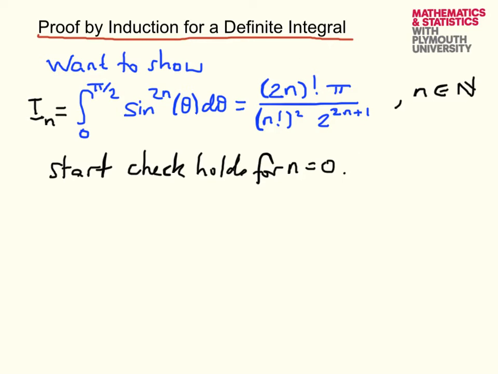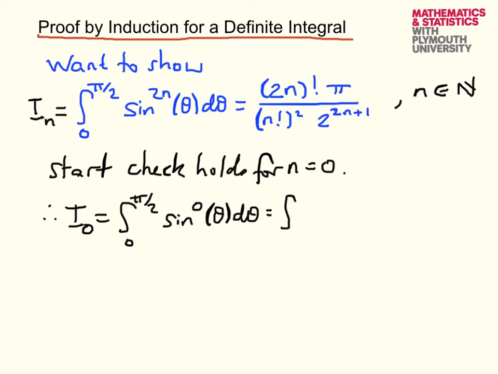So for n is 0, what we have is I0 is the integral from 0 to pi over 2. Sine to the twice 0 is 0, so sine to the 0 of theta with respect to theta. And that's the integral from 0 to pi over 2 of 1 with respect to theta. And that integral is theta between 0 and pi over 2. So it is pi over 2 minus 0, or just pi over 2.